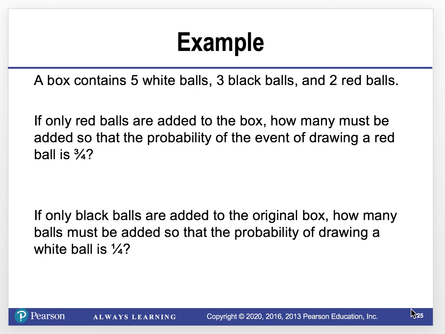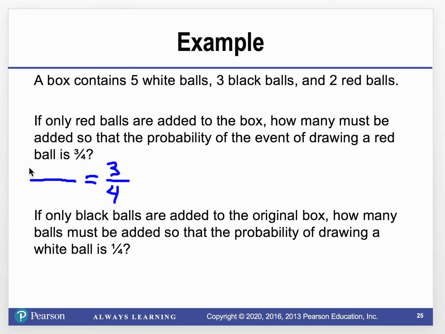A box contains 5 white balls, 3 black balls, and 2 red balls. If only red balls are added to the box, how many must be added so that the probability of the event of drawing a red ball is 3/4? Okay, so I want my probability to be 3/4, and I'm talking about the probability of drawing a red ball.